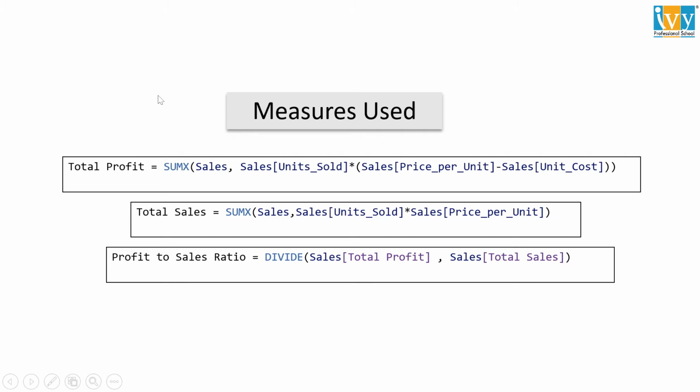For this challenge, we have created three measures: total profit, total sales, and profit to sales ratio. For total profit and total sales, we have used SUMX, which is an iterator function. For example, in case of total profit, it is calculating the profit per unit multiplied by the units sold for each row and then summing up all the results. Lastly, we have profit to sales ratio. We have divided the above two measures with the help of the divide function.